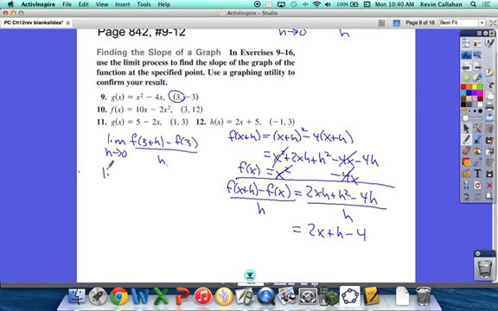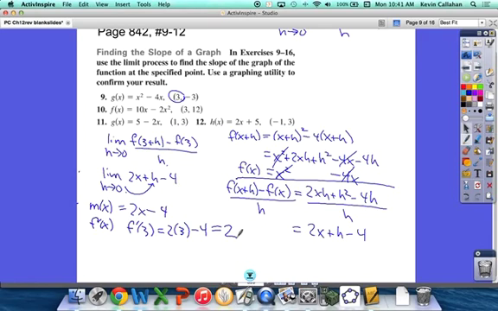Now we're going to take the limit as h approaches 0 of 2x plus h minus 4, which is 2x minus 4, because when you put in h as 0, you're going to get 2x minus 4. And that is a formula for the slope. You can call it m or m of x because it's a function of x. You could call it f prime of x. That is actually the derivative. Now if you wanted to find the slope at this point, plug in x equals 3. F prime of 3 is 2 times 3 minus 4.